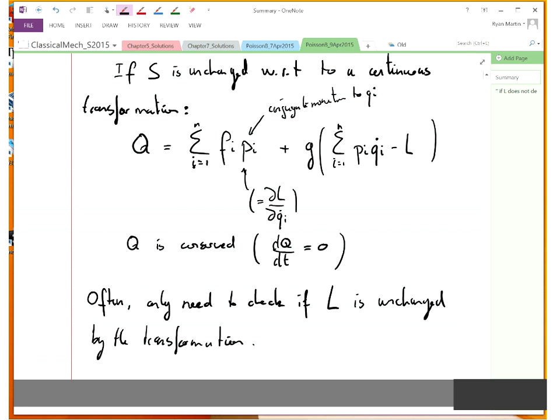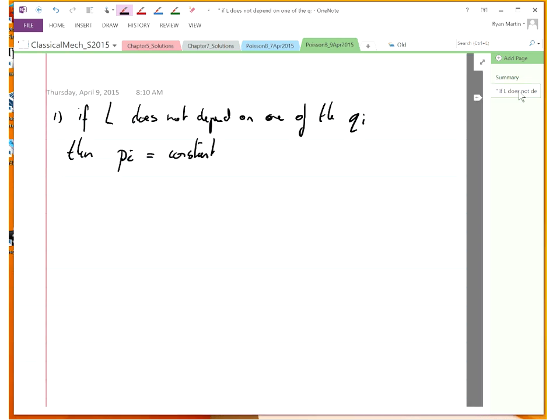So that falls naturally from the quantity Q, right? Because you would just have one of the F's be equal to 1, all the other F's and G equal to 0. So the conserved quantity is Pi. But this also falls out from the observation from the Euler-Lagrange equation of the cyclic coordinate. So recall the Euler-Lagrange equation, which says that d by dt of ∂L/∂qi dot minus ∂L/∂qi equals 0.